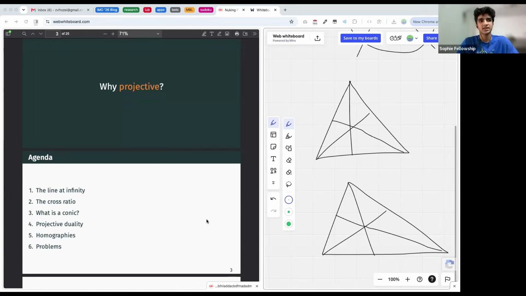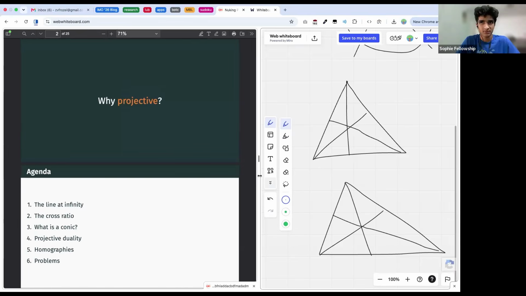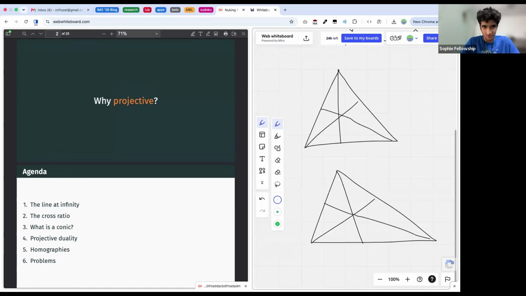So this is the agenda that I want to work with. For the first three parts, I'll actually be using these slides, but for the last three, we'll just mostly be doing problems. It will mostly be interactive on the Miro. Try to keep your videos on, and if at any point any of you have questions, you can interrupt me. You can also use the chat. I'm fine with both of them.